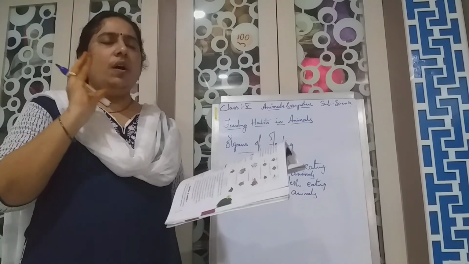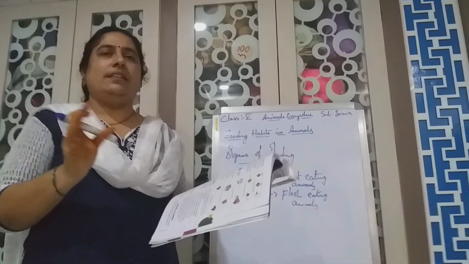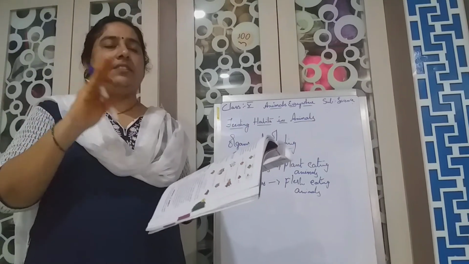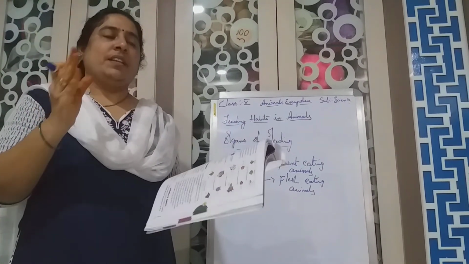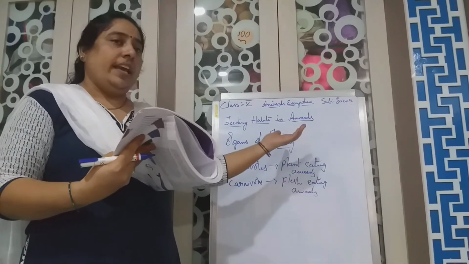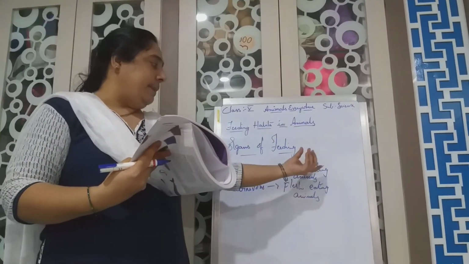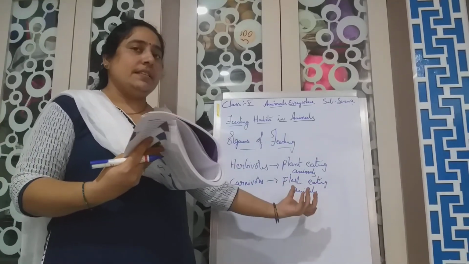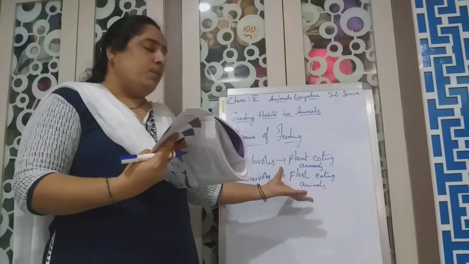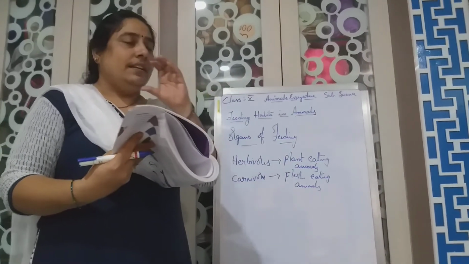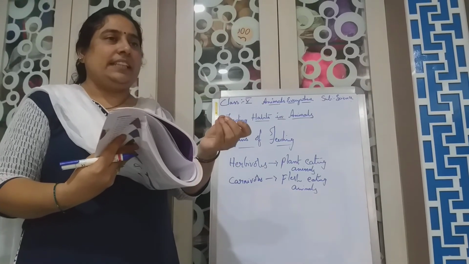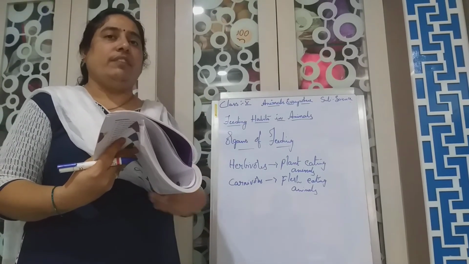So, all the animals will not eat the same food. They'll be eating different kinds of foods. Okay? There are flesh-eating animals, plant-eating animals. Some will be chewing, some will be gnawing, some will be eating bones, like that. According to that, their mouths and their claws or their teeth are also suited for it.